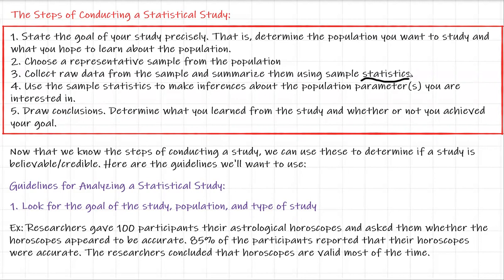And then in our 4th step, when we get the sample statistics, once we've calculated them, we're going to use them to make inferences about our population parameters. So the values that we're interested in, the things that we want to make estimates about, we're making inferences using these sample statistics. And then our last step is to draw conclusions.